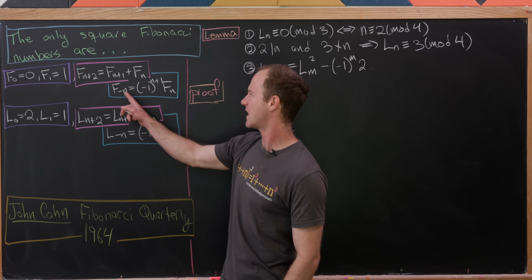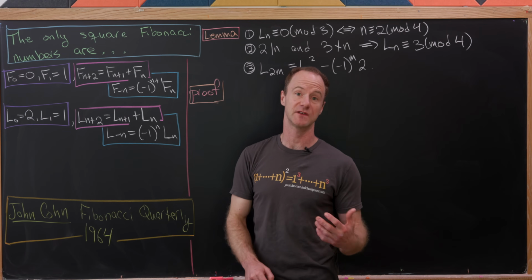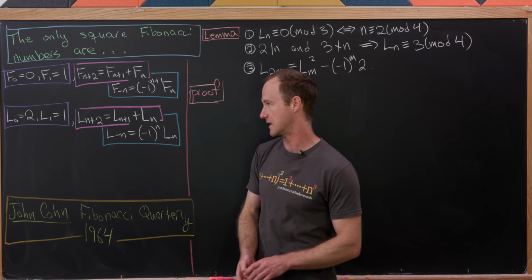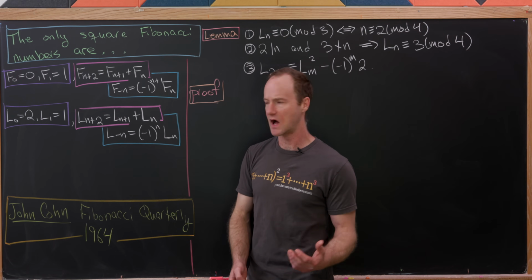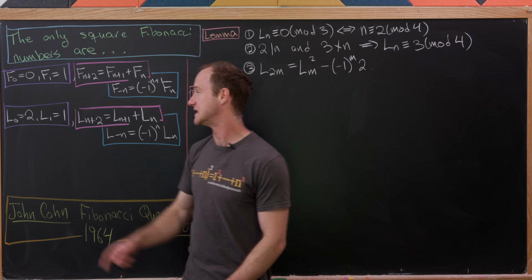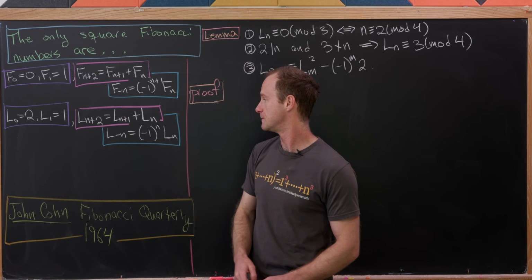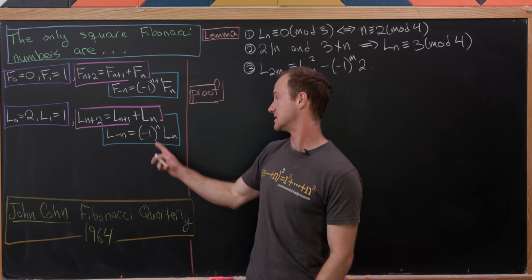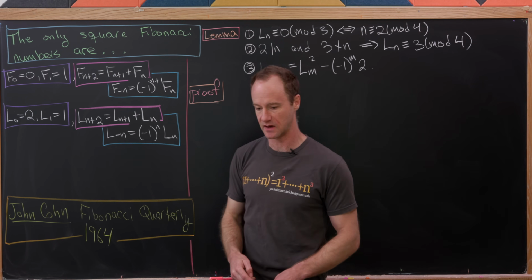And then we can define the negative Fibonacci number f sub minus n as minus 1 to the n plus 1 f sub n. And then the Lucas numbers have the same recursion, except now the seeds are 2 and 1, and the negative nth Lucas number is minus 1 to the n L sub n.